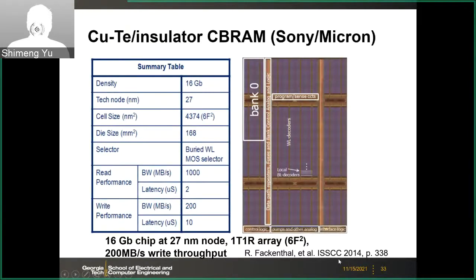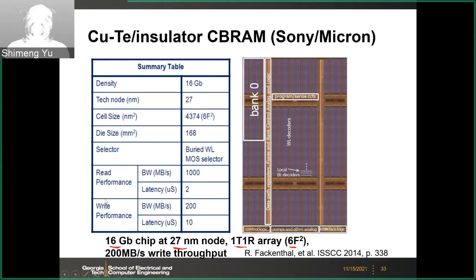And in ISSCC 2014, Sony and Micron jointly published a CBRAM RRAM chip. This is a 1T1R array, and they use the DRAM design rule, so they achieve like 6F square, very compact. The half pitch is 27 nanometer, and the density is 16 gigabit per chip. So this is one of the largest chips reported so far.